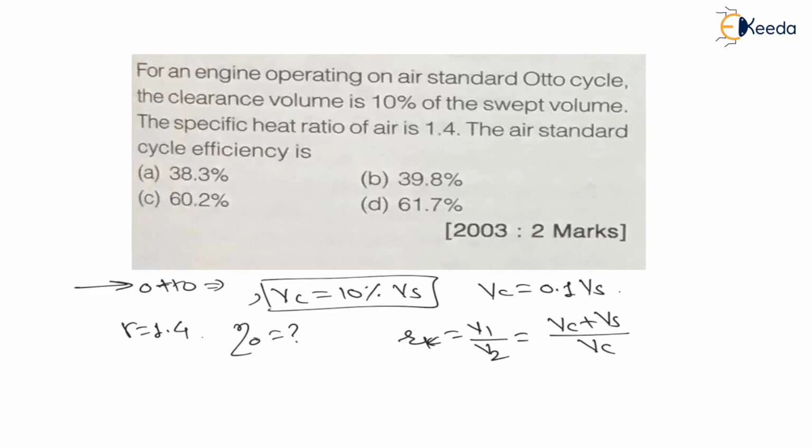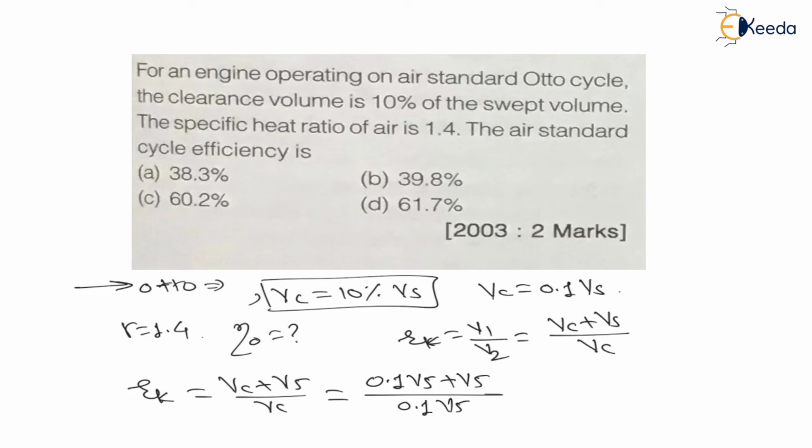Now this is the compression ratio. Therefore the compression ratio is equal to clearance volume plus swept volume divided by clearance volume. Clearance volume is nothing but 0.1 times swept volume, so put that here: 0.1 swept volume plus swept volume divided by 0.1 swept volume. If I solve this, 1.1 times swept volume divided by 0.1 swept volume, you will get the compression ratio. Swept volume will get cancelled and the compression ratio will be 11.